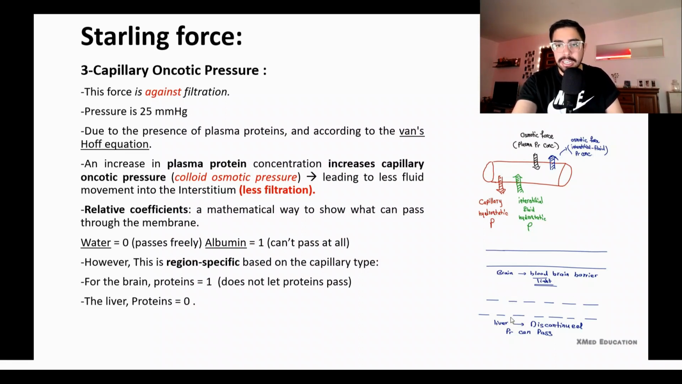So for example, here protein can pass easily, and this reflection coefficient is the number that we give to particles according to how well they can pass. For example, water can pass easily without any restriction, so the coefficient for water is 0, and for albumin in the brain, because it can't pass, it's 1. So if something can't pass at all, we give 1. If something can pass very freely and easily, we give 0. So if something is close to 0, it means they can pass. If something is close to 1, it means that they can hardly pass.